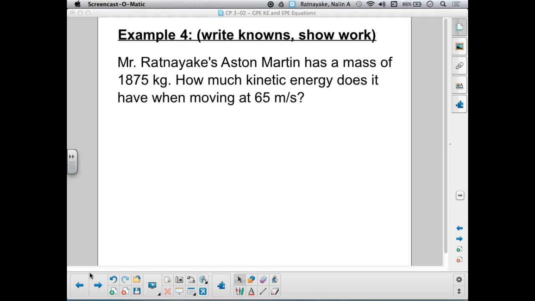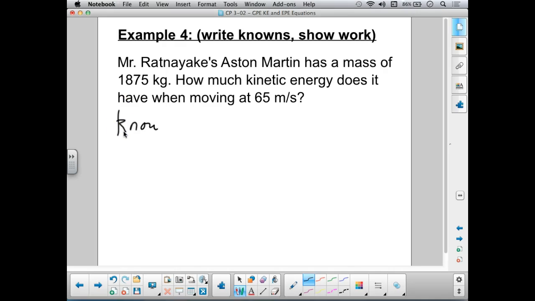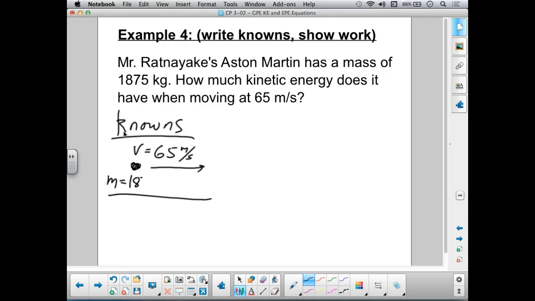Okay, as you may have guessed, this is a kinetic energy problem. So just as usual, I'm going to set up my knowns. Here are my knowns. Let's give myself a road. My car is moving along my road at 65 meters per second. That is my velocity. And I also know something else about this car, that the mass of the car is 1,875 kilograms. What am I looking for? I'm looking for the kinetic energy of the vehicle.